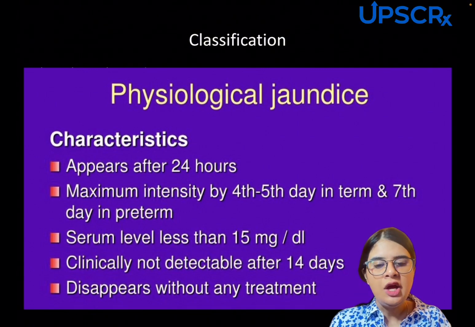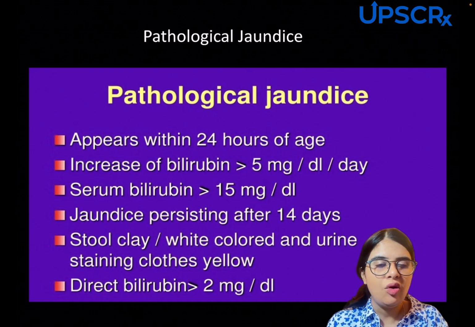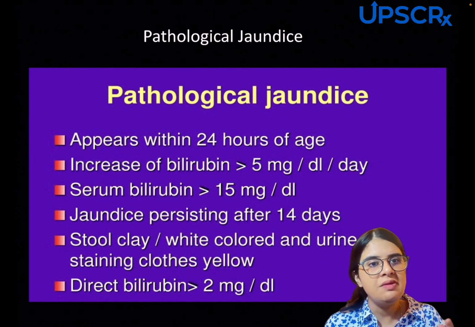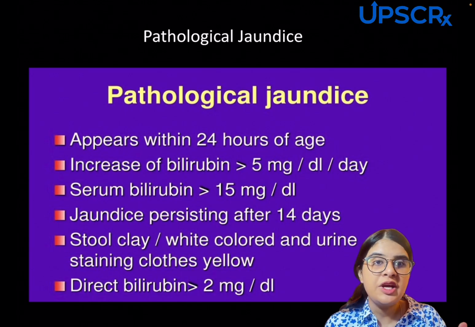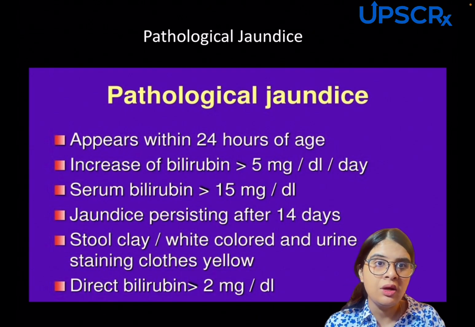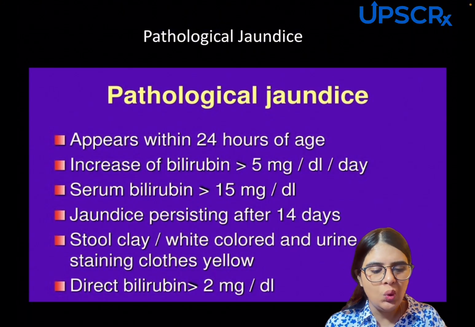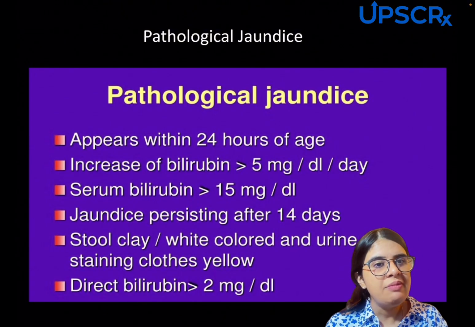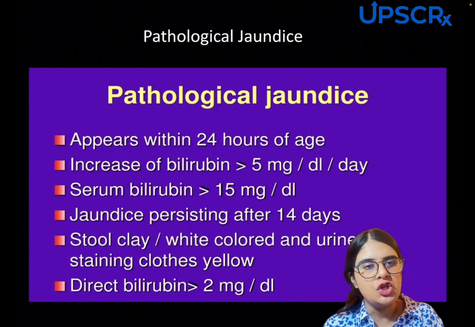On the other hand, pathological jaundice will appear within 24 hours of age. It will persist even beyond 14 days of life. It can be conjugated also. So if stools are clay colored and the diapers are stained by urine, urine staining the clothes yellow, that means it is conjugated hyperbilirubinemia. Direct bilirubin is more than 2, rate of increase is more than 5 milligram per deciliter per day, or bilirubin level is more than 15, then it is pathological jaundice.